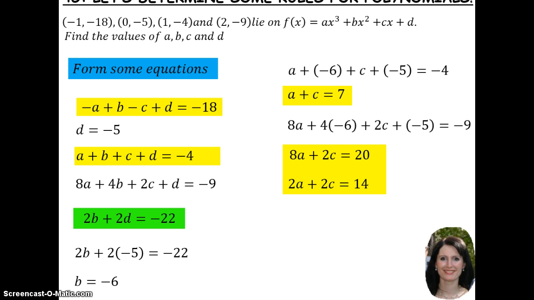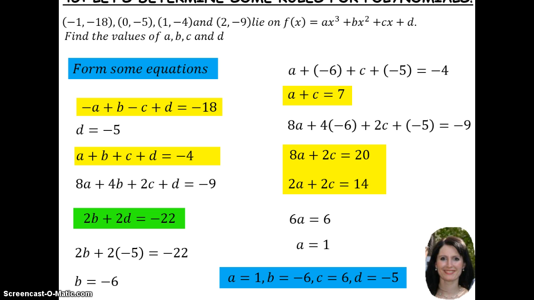Let's subtract those. I think you can probably see what's going to happen here. It means we're going to eliminate the c. 8a minus 2a is 6a. 2c minus 2c gives us 0, so that eliminates c. 20 minus 14 is 6. 6a equals 6, so a equals 1. So there we go, we've now got a as well.